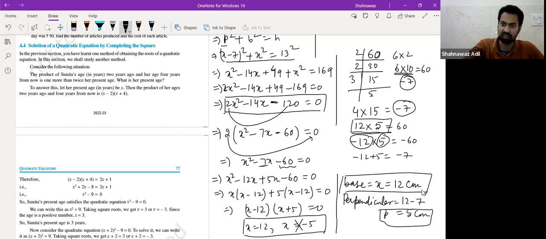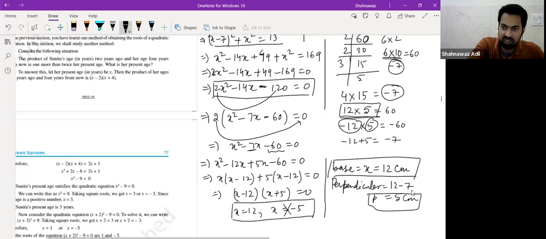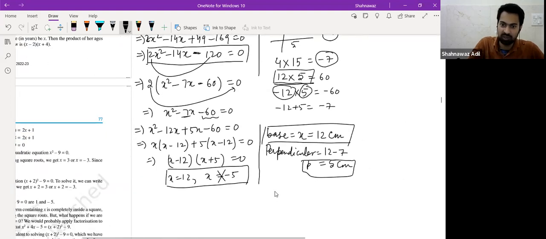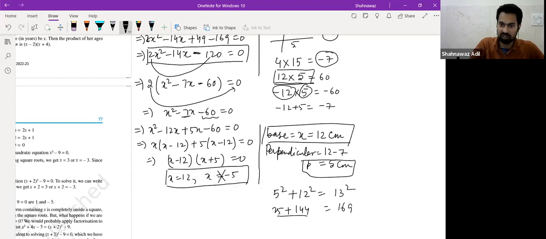And you can check that, if we take the Pythagoras theorem. So 5 square plus 12 square should be 13 square, right? So this is 25, this is 144, this is 169. This is how much? 169. Right, so our answer is correct. Right, guys?